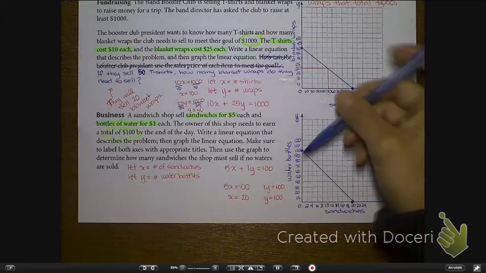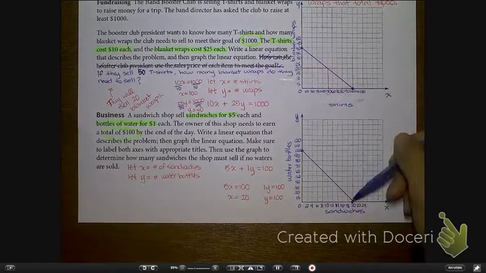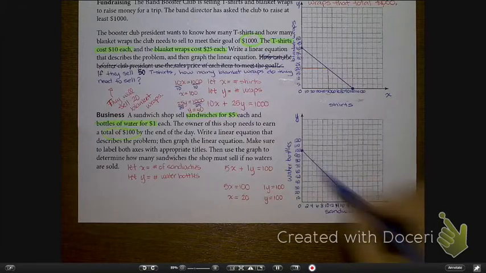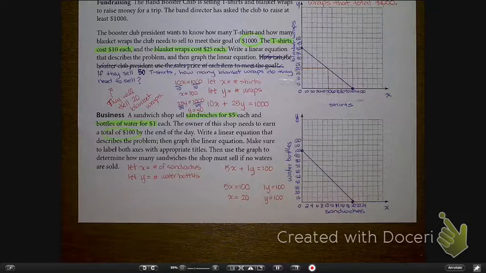Now, why do I not extend the line beyond these 2 points? Can I get a negative number of sandwiches or negative number of water bottles that I'm going to sell? No, so that's why I don't extend it beyond those 2 points, because that represents negative things. Okay? All right, so let's see if we can answer the question.